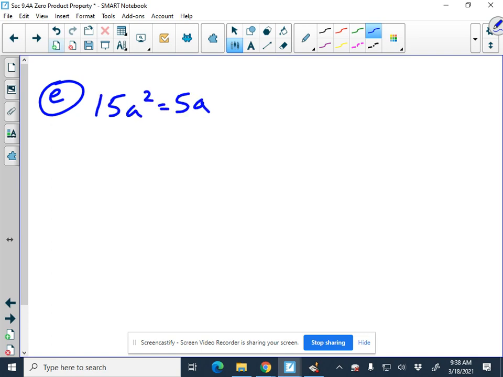Is it in the correct format? What do we want? One side needs to be what? 0. So which one should we move? 5a. So let's subtract 5a. Starting to get it. Good job. 15a squared minus 5a equals 0. All right, your turn. What can you factor out?